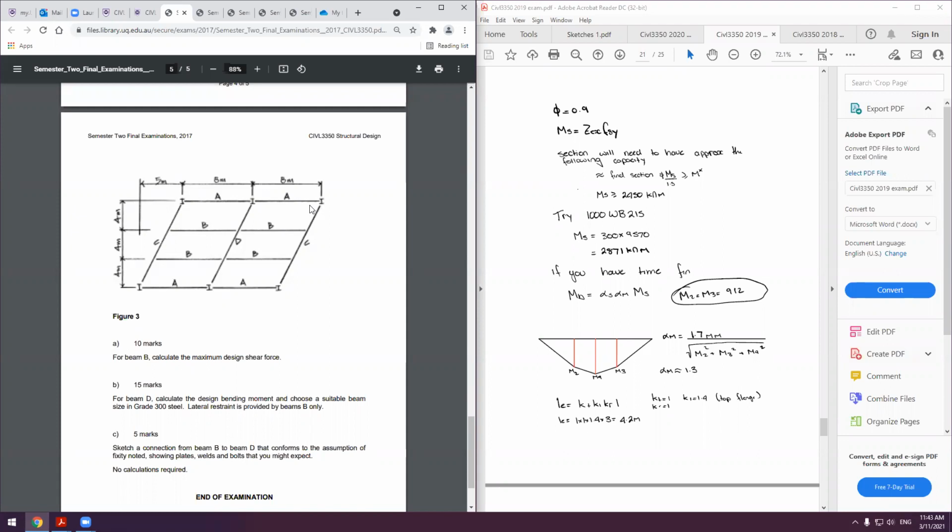Are your A and B lengths the same? They're all 8 meters. Yes, A and B are 8 meters. It's C and D.